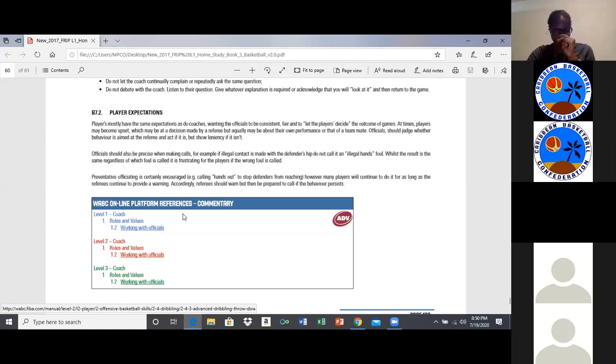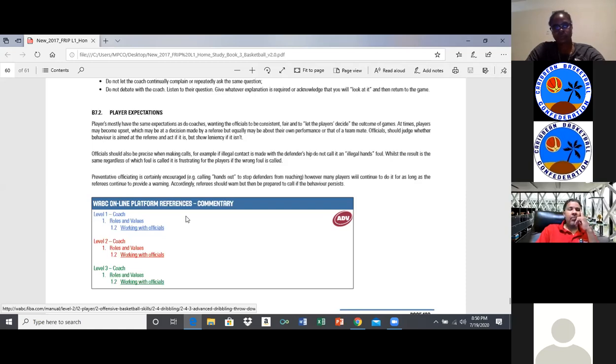Preventative officiating, we mentioned that a few minutes ago. Preventative officiating is certainly encouraged. For example, telling the player hands off, right? Hey, watch your knees into the guy's thigh, man. That kind of stuff. Hey, I seen that. You're holding the jersey. Leave the player. Okay? Continue to do that, I'm forced to call a technical foul or unsportsmanlike foul. However, many players will continue to do it for as long as the referee continues to provide a warning. Accordingly, referees should warn, but then be prepared to call if the behavior persists.